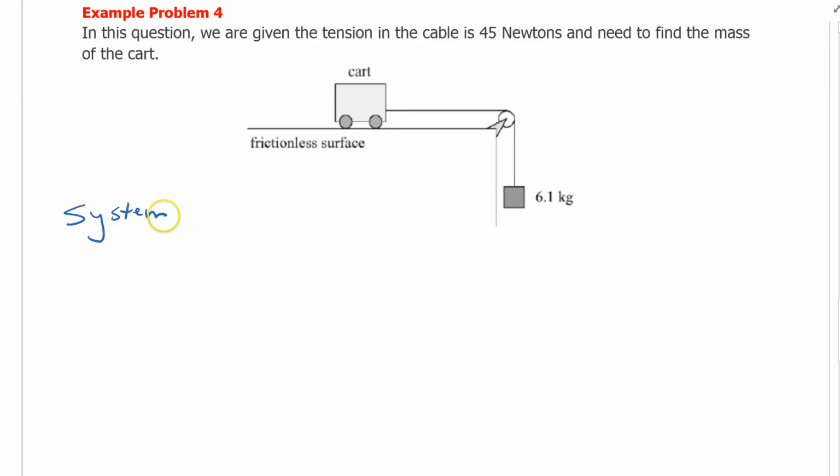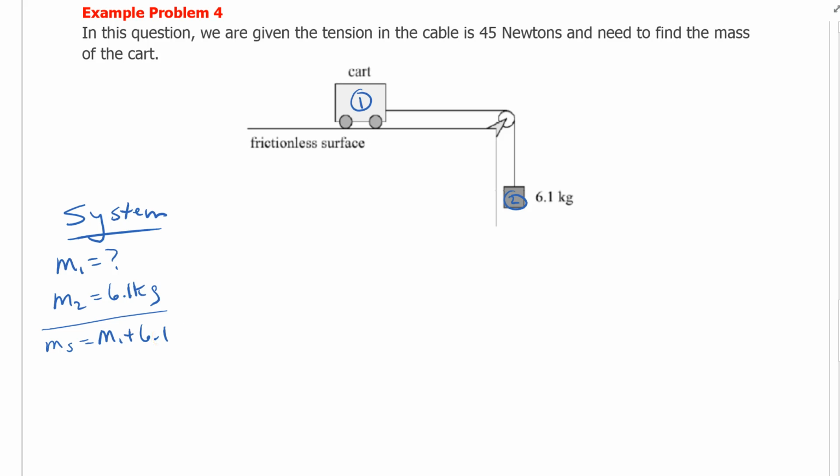Let's think about the system approach, and let's think about all the things we know. I'm going to call this one object number 1 and this one object number 2 perhaps here. So when I think about this, M1 is what I don't know. M2 is 6.1 kilograms. So we're at a little bit of a loss right now because the mass of the system, we're not sure, right? We got M1 plus 6.1 really is what we have.